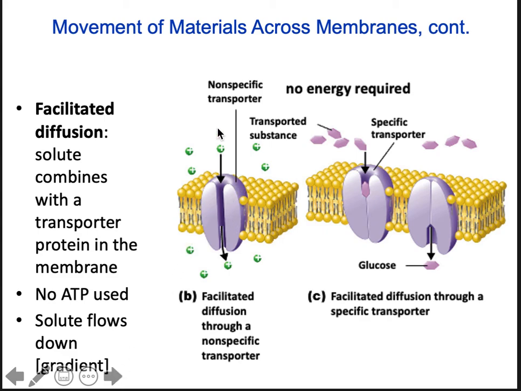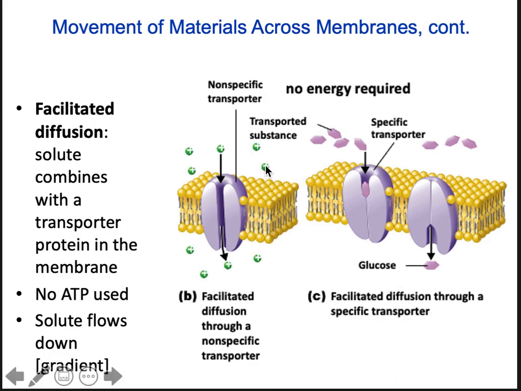So if molecules are going through a protein channel, we call it facilitated. As long as it's still flowing down the concentration gradient from high concentration to low, then it's still no energy required. Okay, it's still diffusion. So facilitated diffusion, solute will combine with a transporter protein in the membrane to travel from one side to the other because it's either too big or too charged to go directly through.